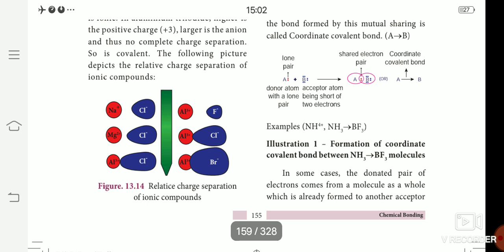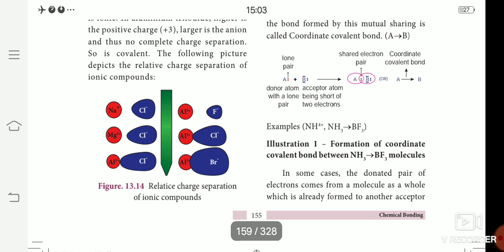So the red mark and blue mark. The red is all atoms positively charged and blue is all atoms negatively charged. So the separation of positive charge and negative charge. This rule was found by Fajan, so it is called Fajan's rule. This rule came through X-ray crystallographic studies.